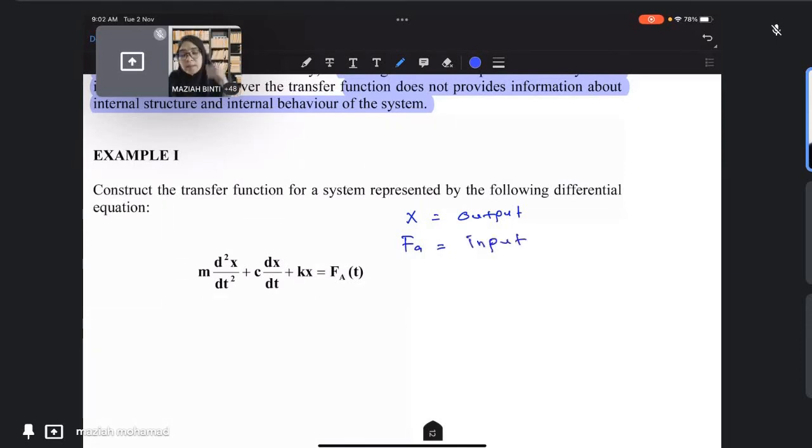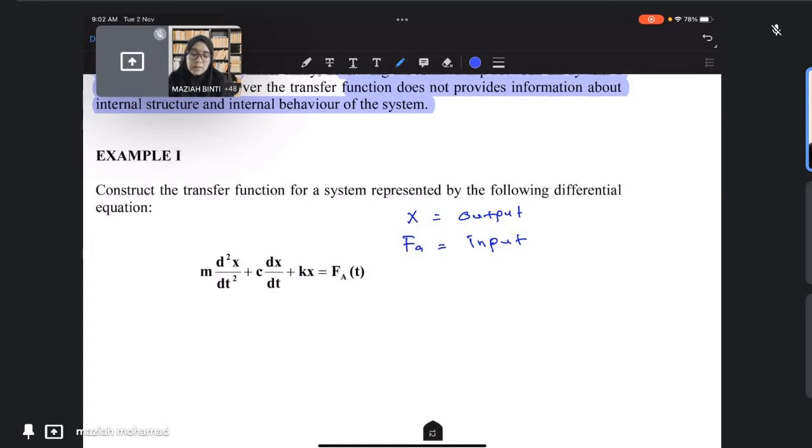Okay, so we apply FA to the system, and then the displacement x will change. Based on the input given, whether the input is a pulse wave, step input, or sinusoidal input, the output will behave depending on the type of the input.